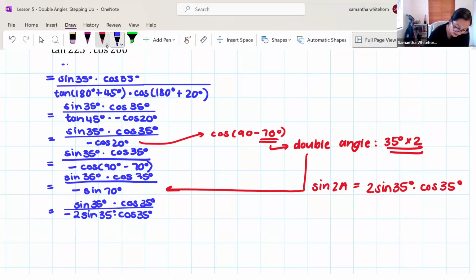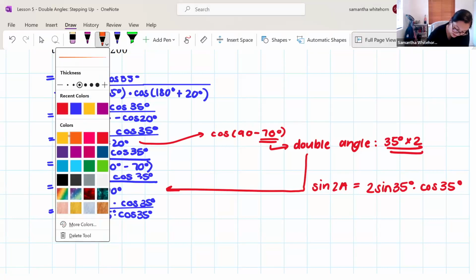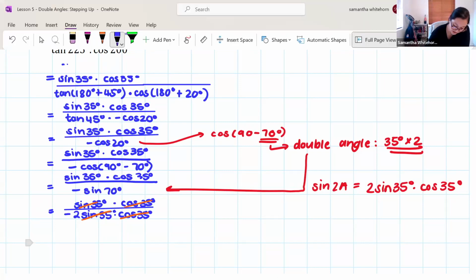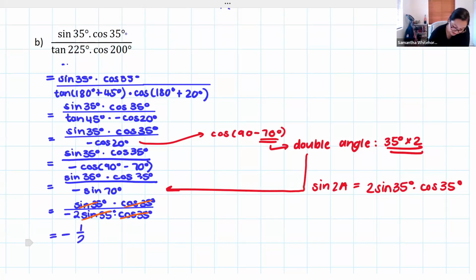Okay, and like I said, things can now start dividing away. So cos 35 divided by cos 35 is 1. Sine 35 divided by sine 35 is 1. And so what we're actually left with here as a simplified value is negative 1 over 2, or negative a half.